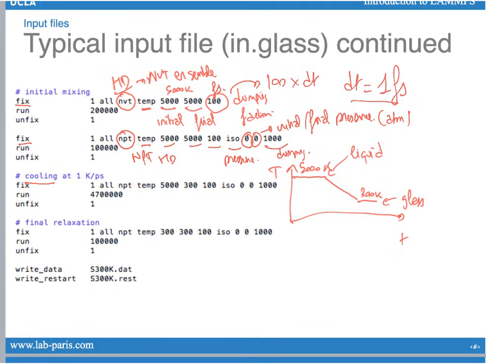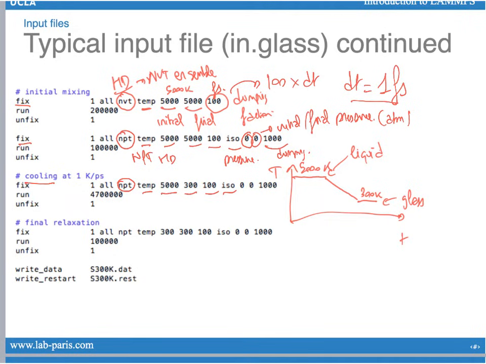Now you will use a fixed NPT in which you still fix the temperature and the pressure, and this time you will decrease the temperature. You will say that the temperature should be 5000 to begin with and be 300 at the end. Again, you need to put the damping factor, which is 100, and you need to say what pressure you want. Again, we want the system to be able to adjust its volume so that when you cool the glass, it is free to change its volume in order to remain at zero pressure.